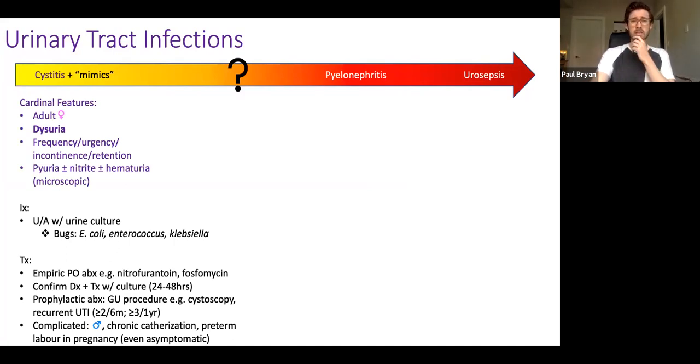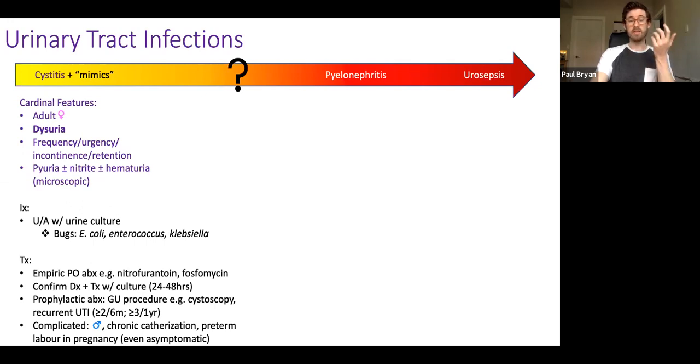Know the common bugs and the common treatments. Know a couple extra details around that. Basically, I would just know the acute treatments. And that prophylactic antibiotics is an option, and you have to make some considerations around recurrent UTIs, but I wouldn't really go into the nitty-gritty details around there.